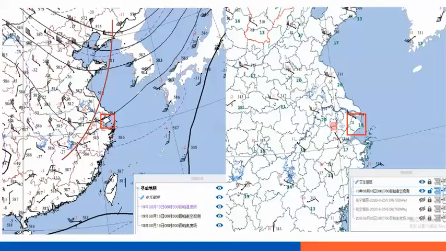On the left is the synoptic chart at 500 millibar. The red box represents Shanghai. At 8 o'clock CST, the deep trough nearby is located in the west of Shanghai. Look at the right image.